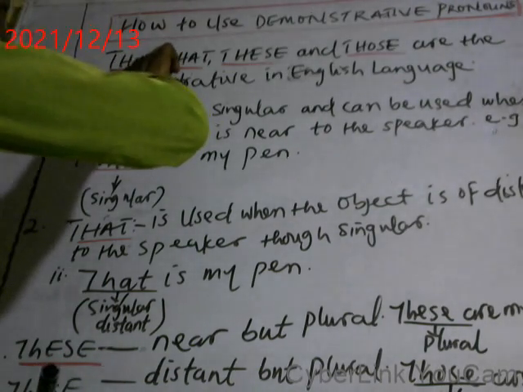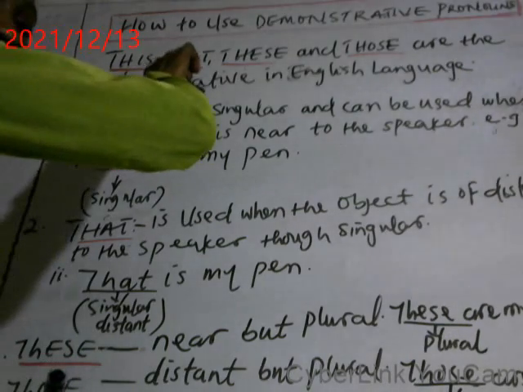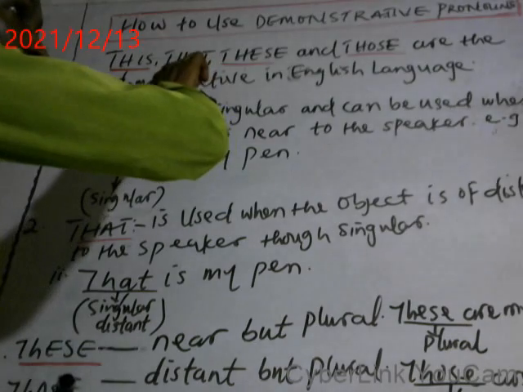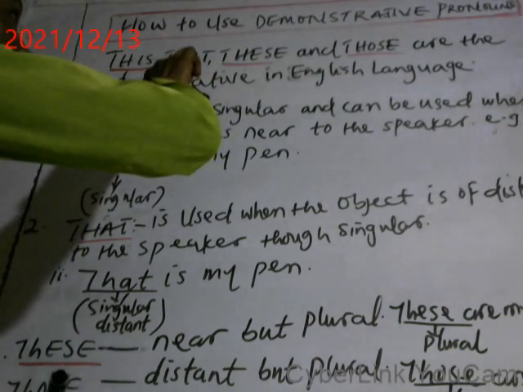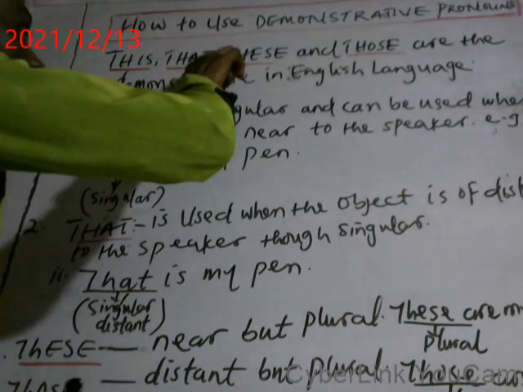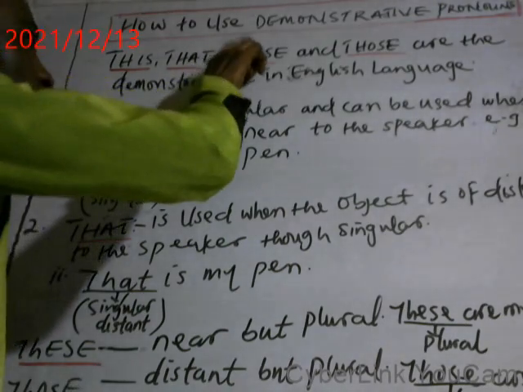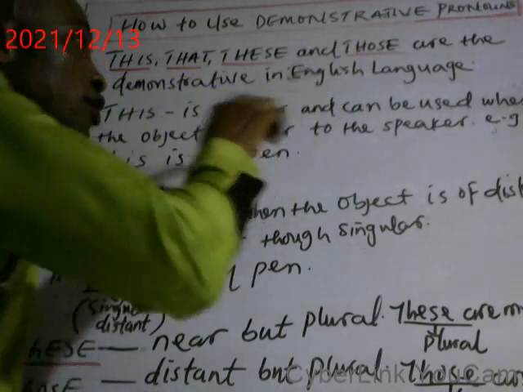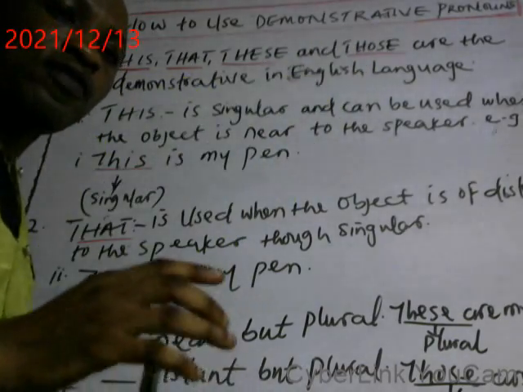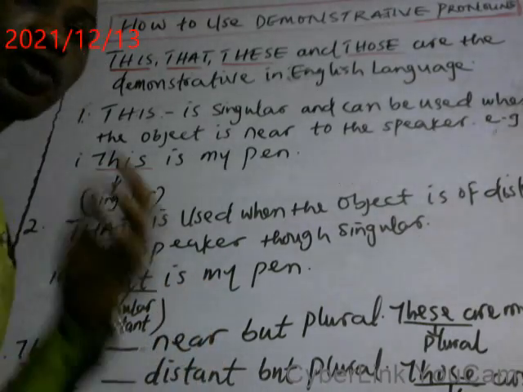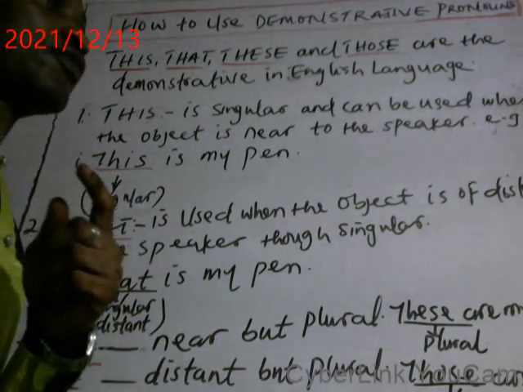This is followed by THAT, which is pronounced as that, is also singular. While the last two, THESE and THOSE, these and those respectively, are plural demonstrative pronouns.